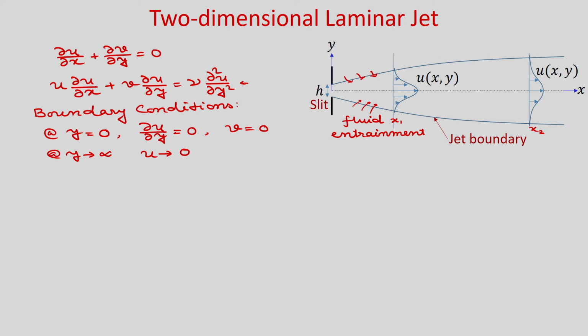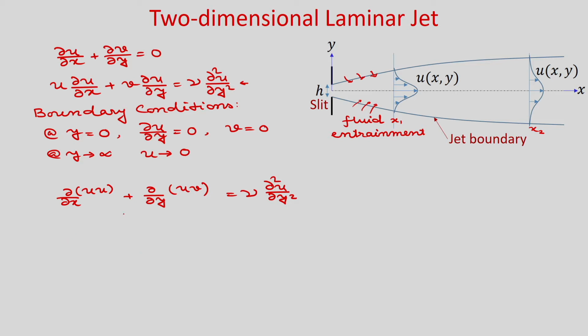This equation, if we write in conservative form, then we can write ∂/∂x of u² plus ∂/∂y of uv is equal to ν ∂²u/∂y². Okay. So, this is the conservative form of this momentum equation.